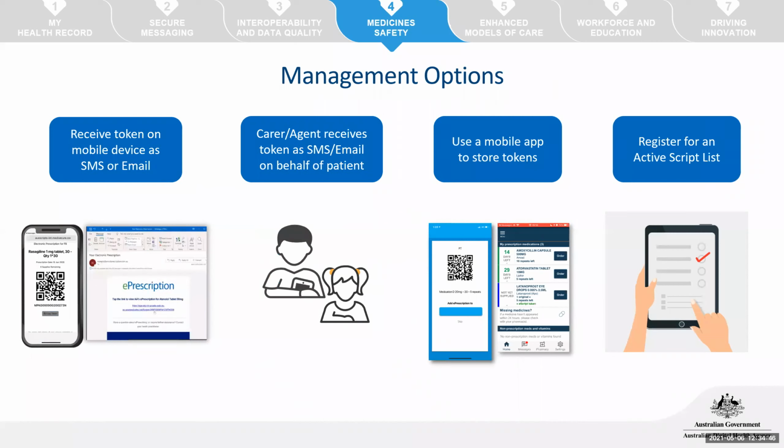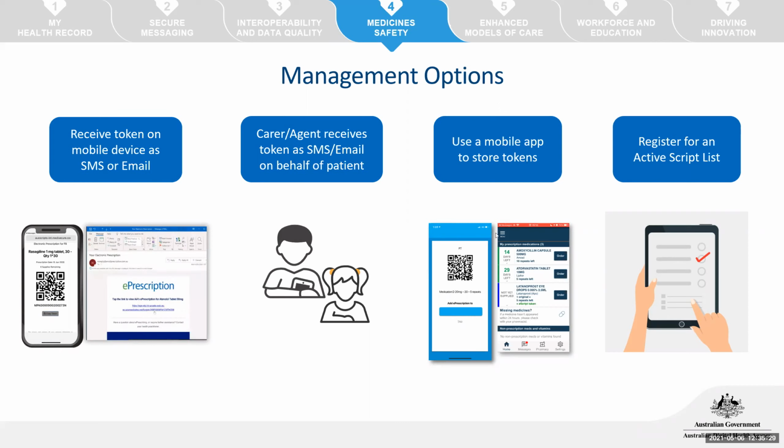In terms of managing electronic prescriptions, there are a couple of different options. The first and the most simple and straightforward is the individual can just directly manage the tokens that they receive as an SMS or as an email through the respective inboxes. They can also elect or nominate to have a carer or an agent manage on their behalf. The individual can forward the tokens onto their carer or the agent, or they can ask for the token to be sent directly to their carer or agent. There are also some mobile applications that are available. For example, there's MedAdvisor or My Pharmacy Link.